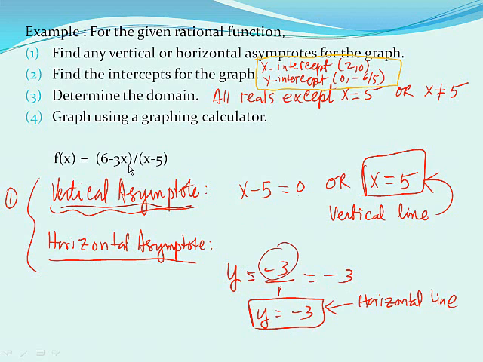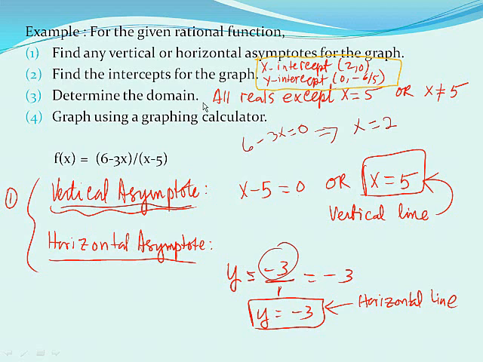To find the x-intercept, put the numerator 6 minus 3x equal to 0, which gives x is equal to 2. So the x-intercept is (2, 0). To find the y-intercept, substitute x equal to 0 in the function, which gives y equals negative 6 divided by 5. So the y-intercept is (0, negative 6/5).